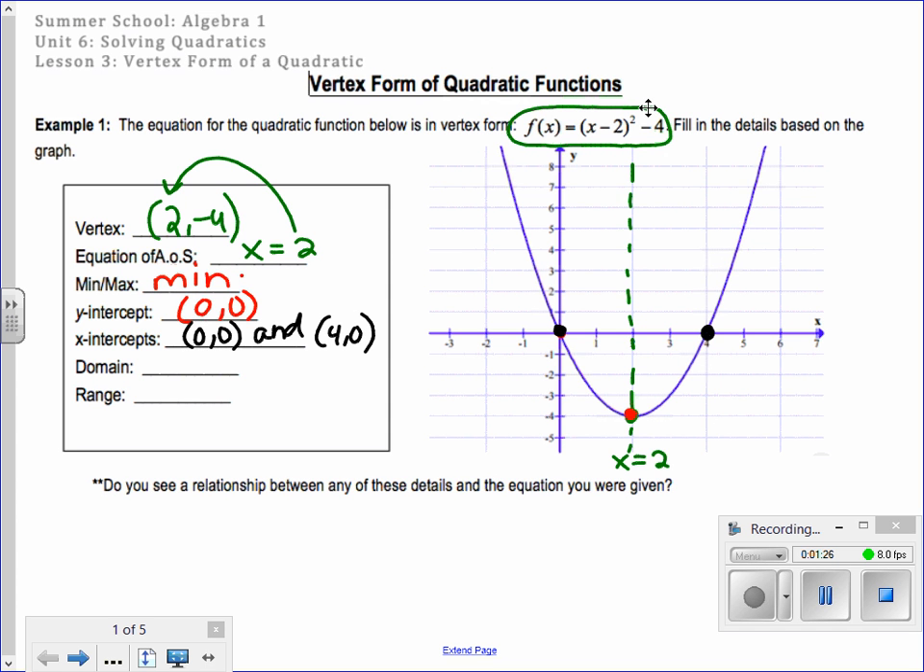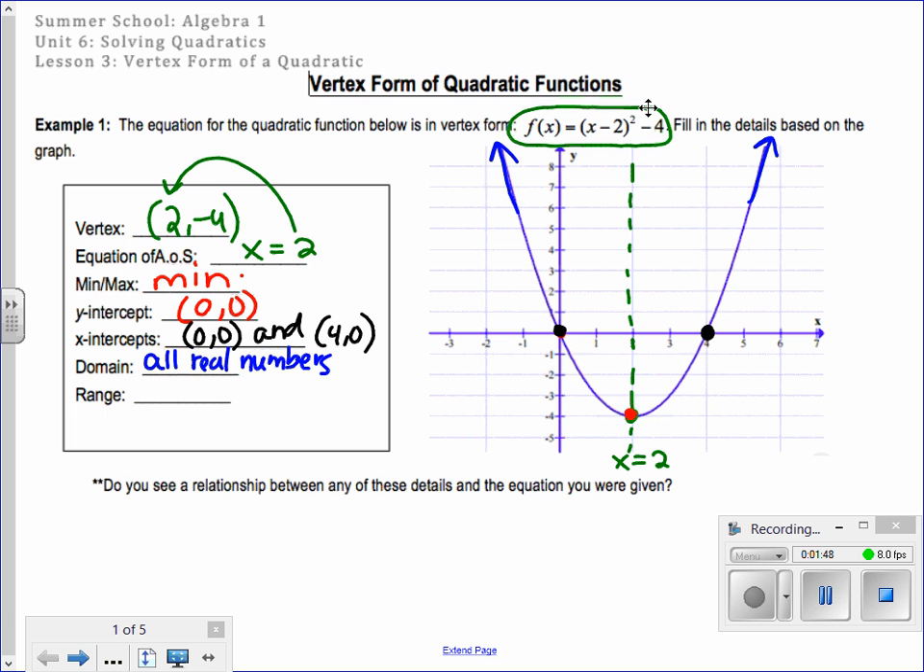Now on my graph, to find the domain, which is the set of x values, those go from left to right. So when I look to the left of my graph, it has an arrow, which means it's going to go on forever to the left and on forever to the right. So we say that the domain of a parabola is all real numbers. It's going from negative infinity to positive infinity.